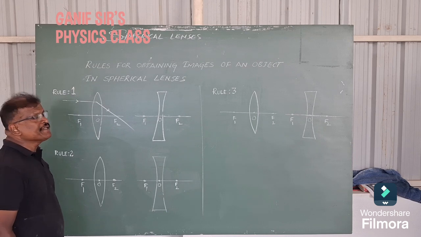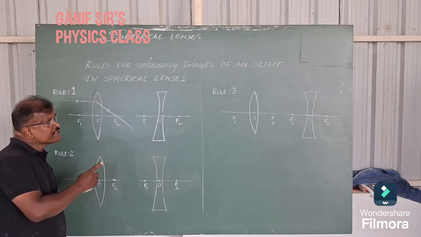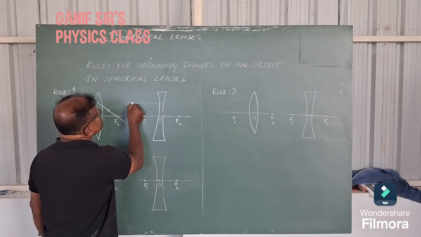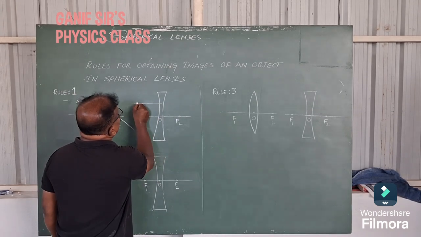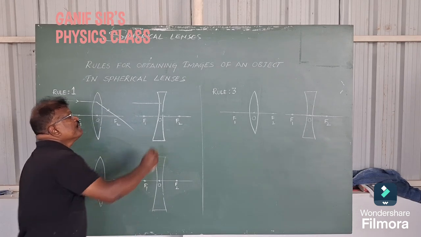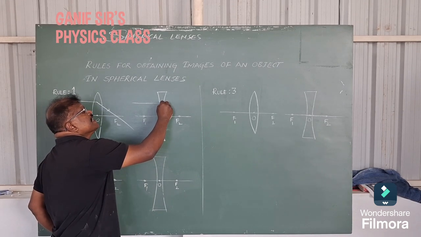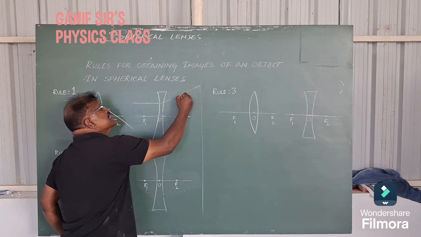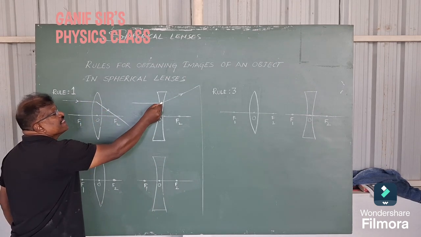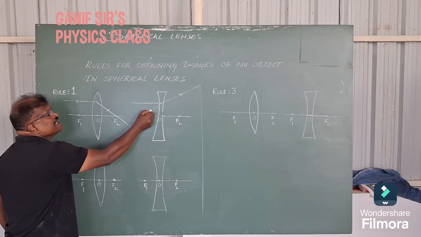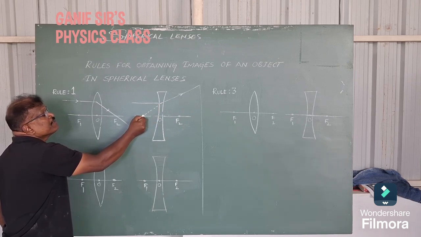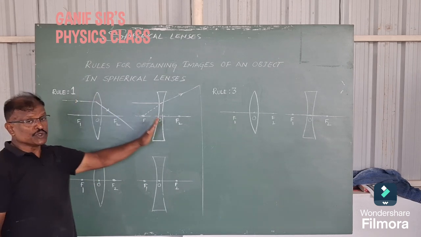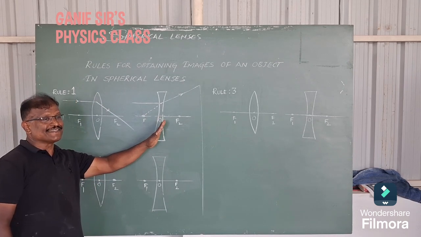And let's see what happens in case of concave lens. I am passing a ray parallel to principal axis in concave lens, and after refraction, it gets diverged in such a way that it appears as if it diverged from a fixed point on the principal focus. So this is the first rule for the spherical lenses.